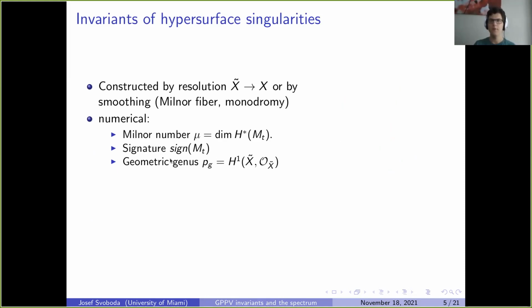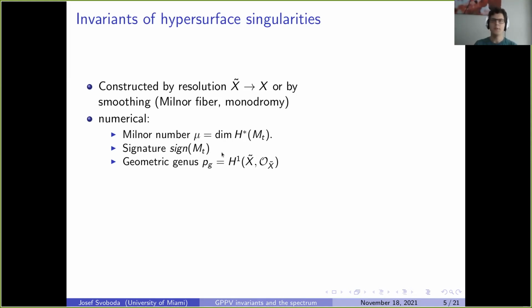Then we have the signature of M_t. So M_t is a closed-form manifold. Sorry, it's an open-form manifold. But on every such manifold, we have the intersection form on the second cohomology, so we can take the signature of this lattice. Another invariant is the geometric genus, which is H^1 of the structure sheaf on the resolution. So this is a sheaf cohomology on the resolution.